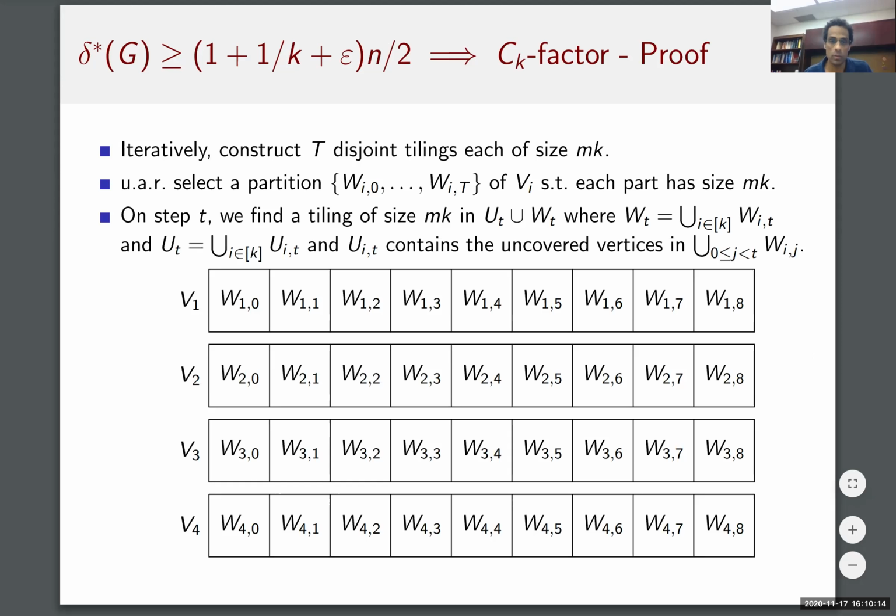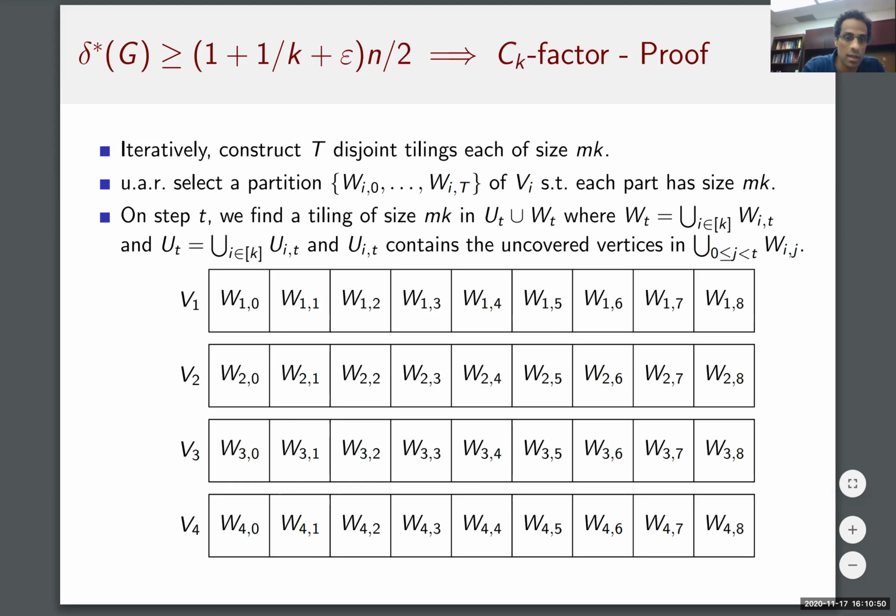So what are we going to do? On step T, we're going to find a tiling of size mk. And where are we going to find it? We're going to find it in UT union WT. What is WT? WT is kind of easy to explain. WT is just a column here. So W1 is this column, W2 is this column, and hopefully I've got everything in the correct order, where this is W1, this is W2, this is W3, and this is W4.